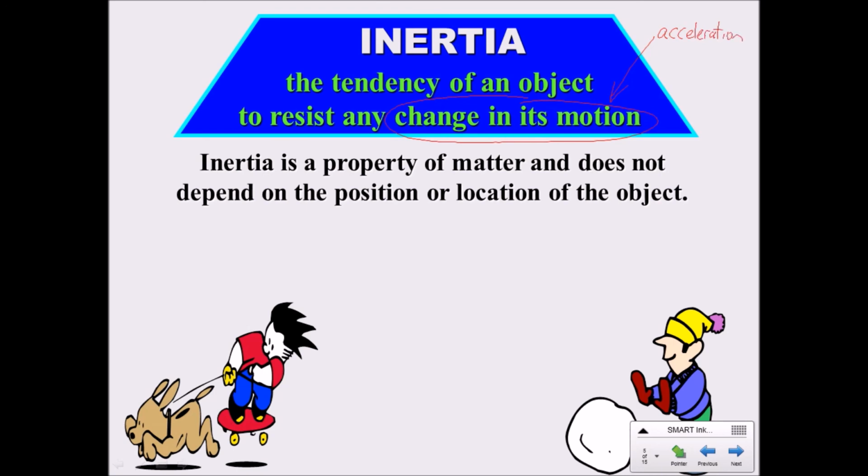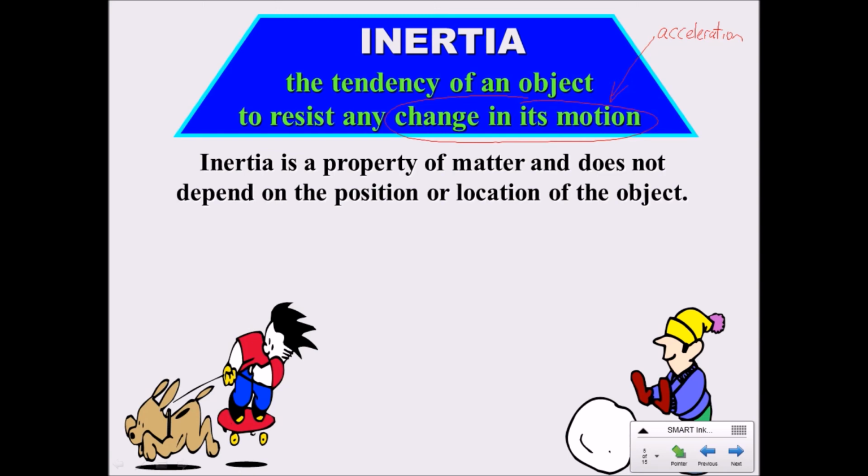So a change in motion would be changing the velocity, changing how fast it's moving, or changing what direction it's traveling. And if you change the velocity, you're making an object accelerate. Inertia is a property of an object. All objects have inertia. All objects have a tendency to resist changes in their motion. And so that property of an object does not depend on where the object is located. If I take an object to the middle of outer space, it still has inertia.